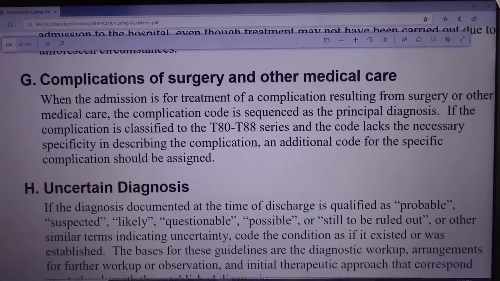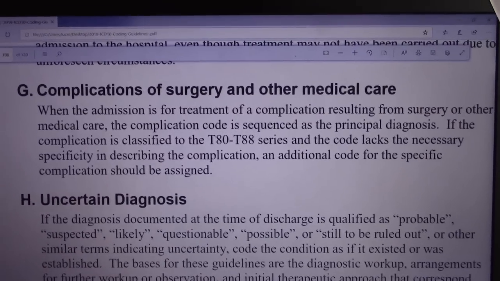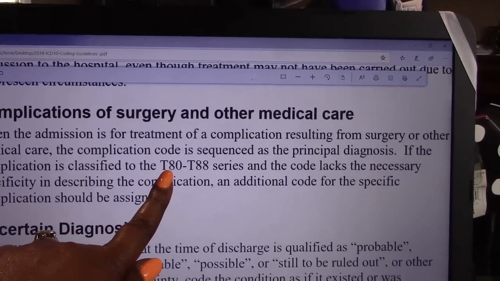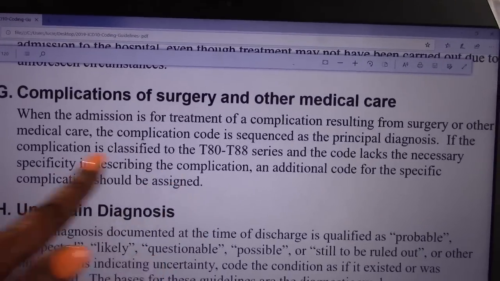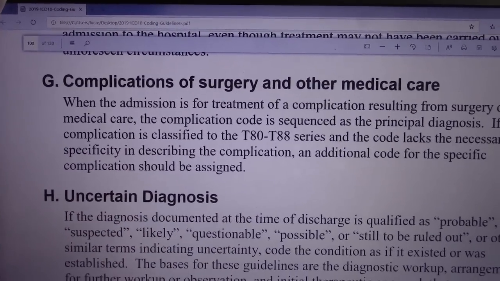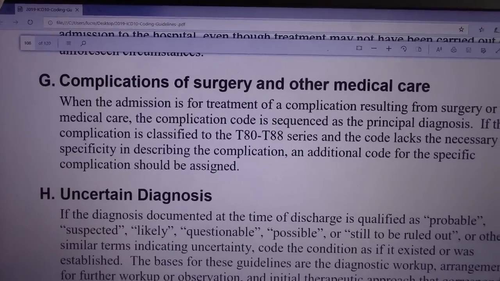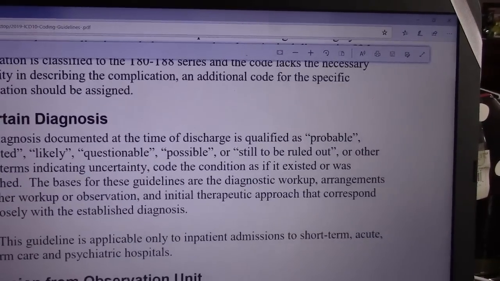So if they came in for a complication resulting from surgery, identify what it is, but identify it first as a complication and then identify what complication occurred. So in this case, you need two diagnoses, but your first listed is the actual complication code. Okay? And then H is for uncertain diagnoses.